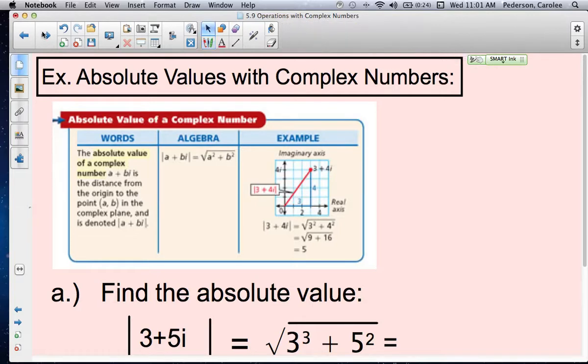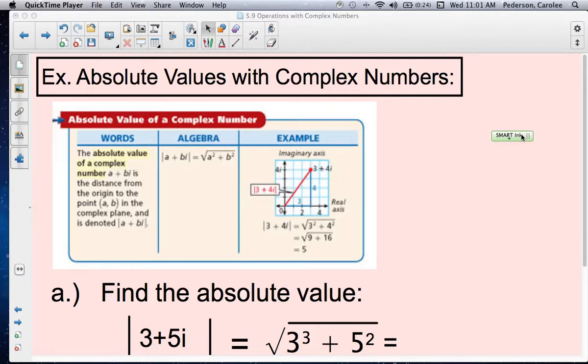Next thing, part of this is in your notes. Go ahead and write the example, absolute values with complex numbers. I just pulled this from the textbook. What we're going to focus on is just the picture, and then we'll do the problem together. Again, if you want to look in the book later, you're welcome to do so. So here's an example. We want to find the absolute value of this complex number 3 plus 4i.